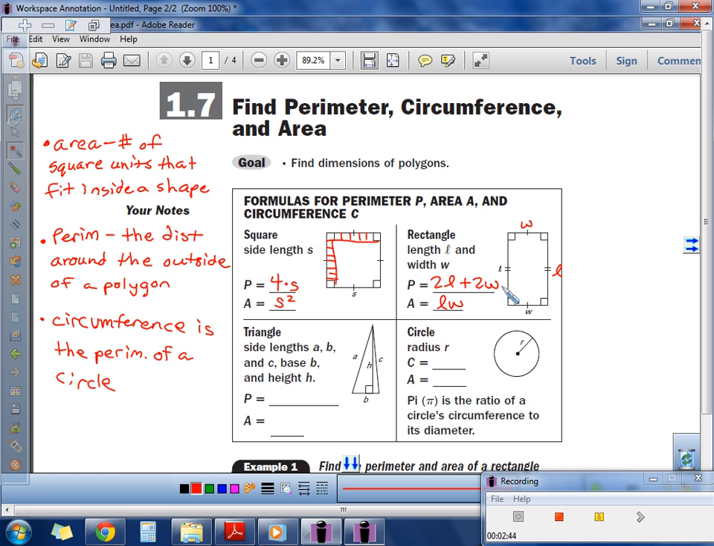Triangle. A lot of people miss this one. In this case over here, perimeter, it's not a real quick, fast formula. You just go the old school way. You add up the sides. You add A plus B plus C. A lot of people miss the area formula for a triangle, though. Does anybody know it? Half base times height. 1/2 times the base times the height.